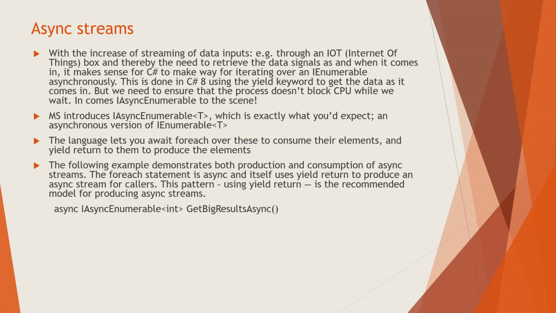So IAsyncEnumerable of int. There is a method GetBigResultsAsync which returns asynchronously an IAsyncEnumerable of int, and it awaits on an await foreach: await foreach var result in GetResultsAsync, if result is greater than 20, yield return result. The yield return was used from a long time back. Yield return means as the result is yielded, as the result comes in streaming, it will be returning the result. So yield and then return.